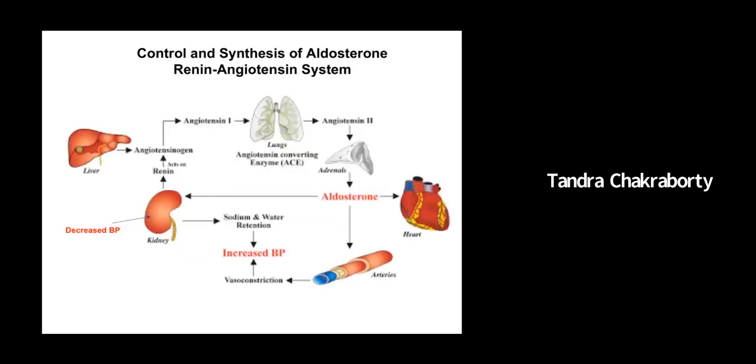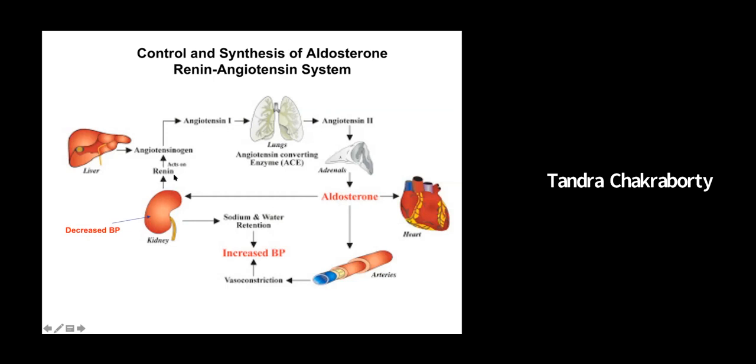So how is aldosterone produced? Okay, so let's understand the synthesis and control of aldosterone. The starting material of aldosterone is angiotensinogen, which is produced by the liver. But we have to understand this. It is a plasma protein, but this is produced only and only when kidney produces renin.